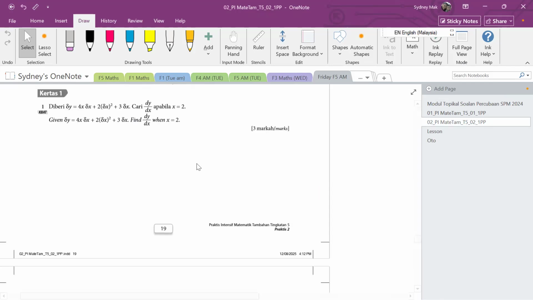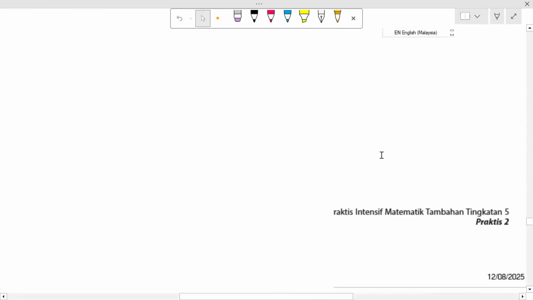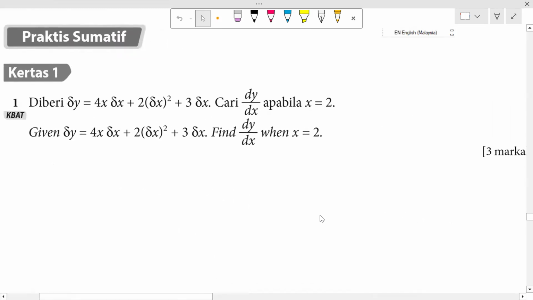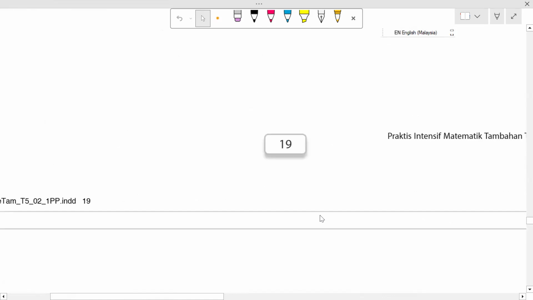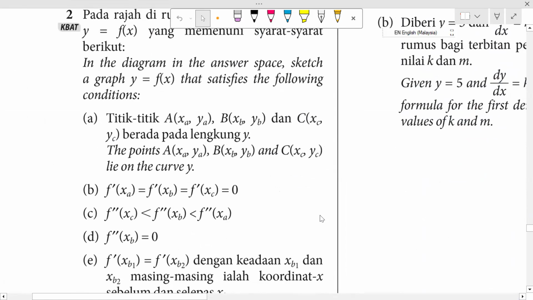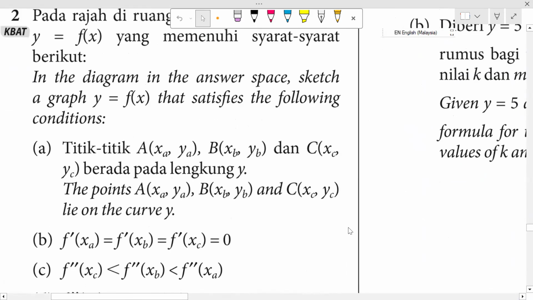Did you all try all the questions in the book? We just handpick a few that you cannot do. Teacher, practice summative, practice 1, question number 2. Okay, this one. In the exam, this question won't come out. Why is this here? It's for me to drill your brain, that's all.